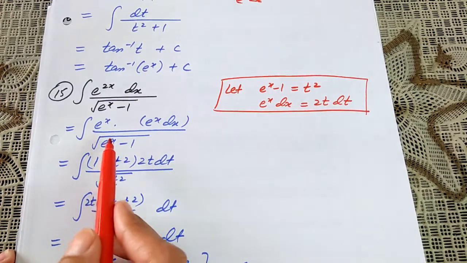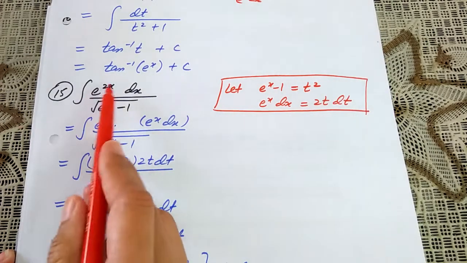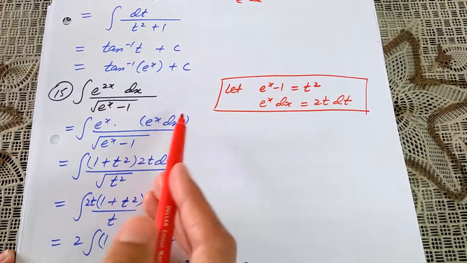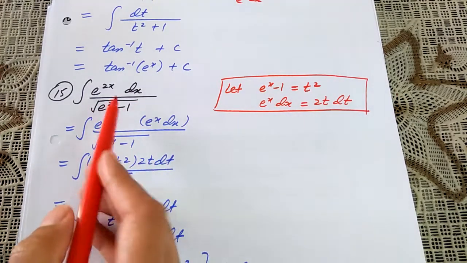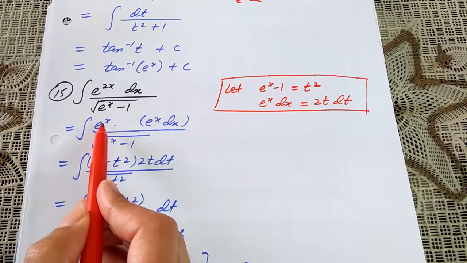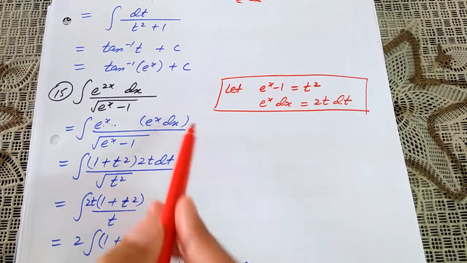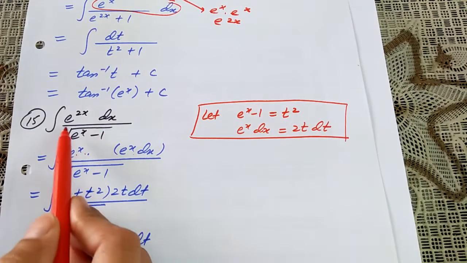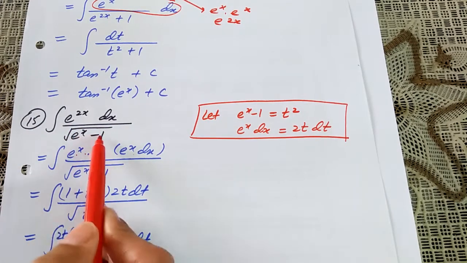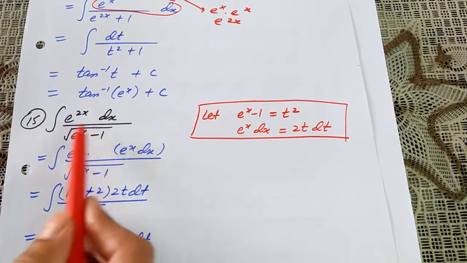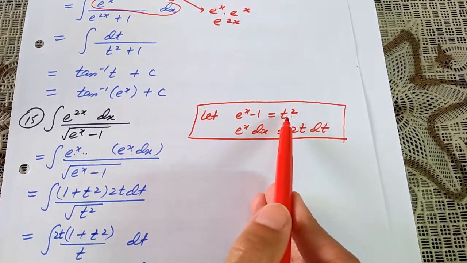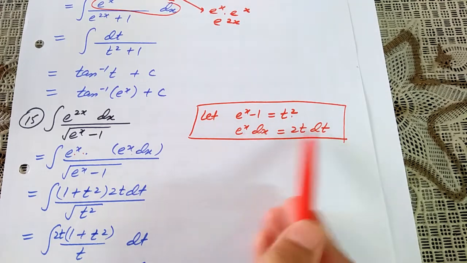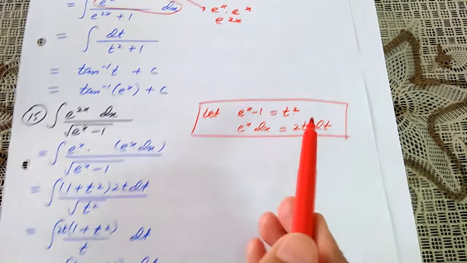Question number 15. E raised to power 2x divided by under root e raised to power x minus 1. I can separate this e raised to power 2x as e raised to power x into e raised to power x dx. I don't want this under root here, so I need to substitute it with some square function. So let e raised to power x minus 1 equal t square. Take the derivative, we'll get back this function.